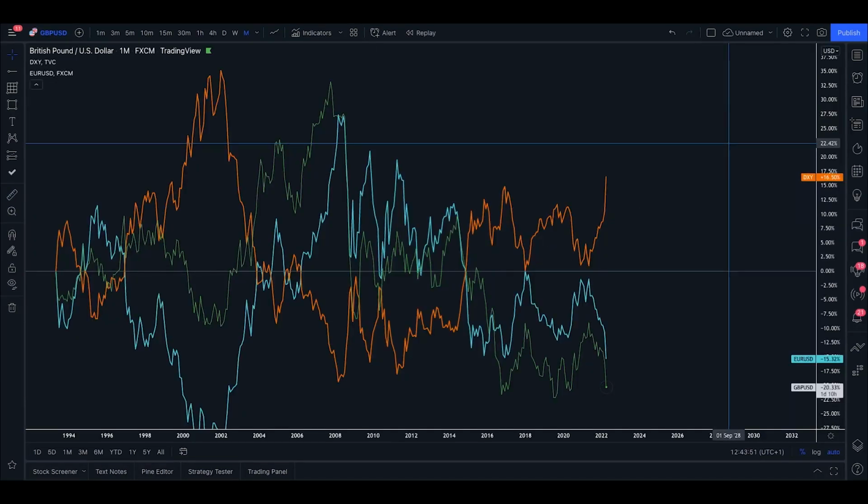Now, this may look a little bit confusing, but it's actually not. The orange line here shows the dollar index. The green line shows GBPUSD. The blue line shows EURUSD. So what we're looking at is the correlation between these pairs and how they are negatively correlated. And if we're expecting the DXY to go up, it's quite self-explanatory. We can see here how much the euro and the pound may actually move down against that currency.